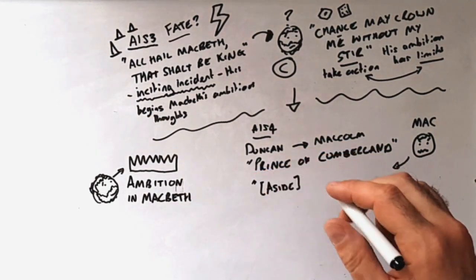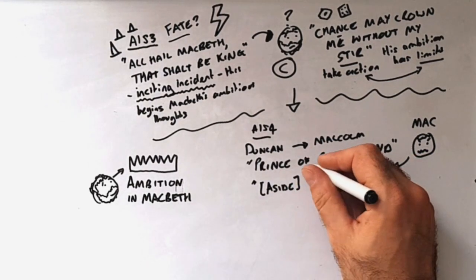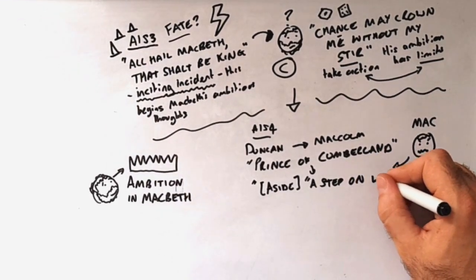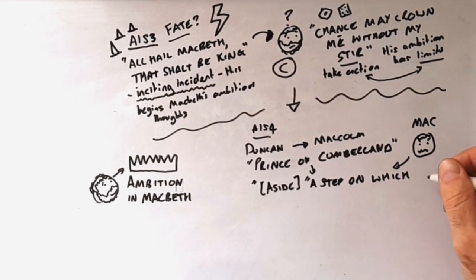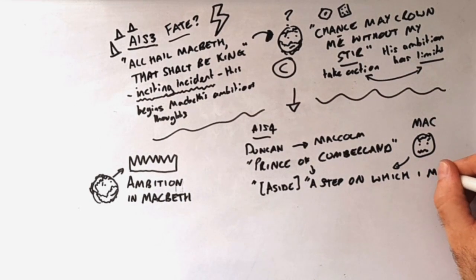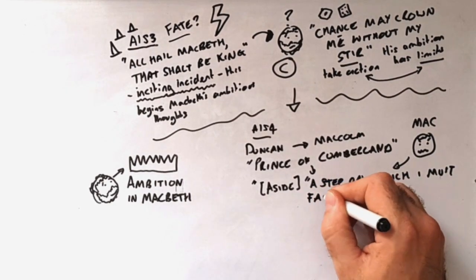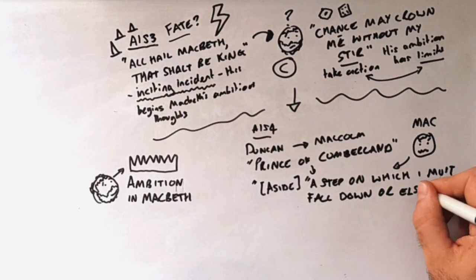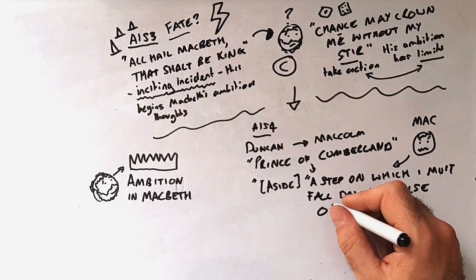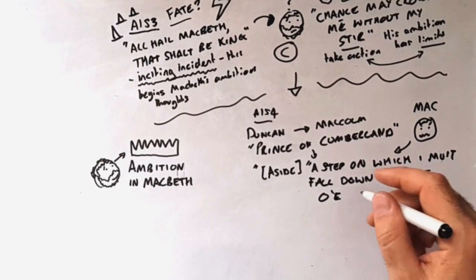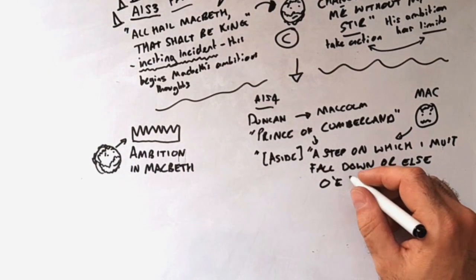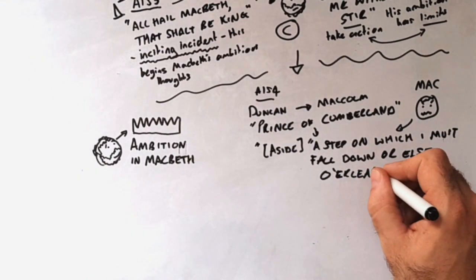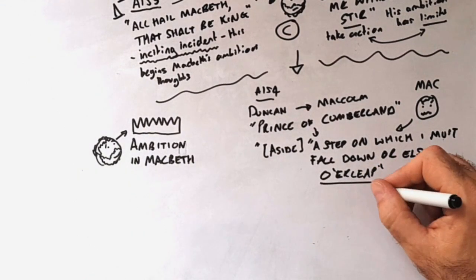And he states that the Prince of Cumberland is a step on which I must fall down, or else a leap. I always struggle to spell this one. Shakespeare's always trying to keep the syllables in blank verse to 10 syllables, so he often shortens words. So we've got a leap, which of course means overleap, but I can simply label this as to jump over.